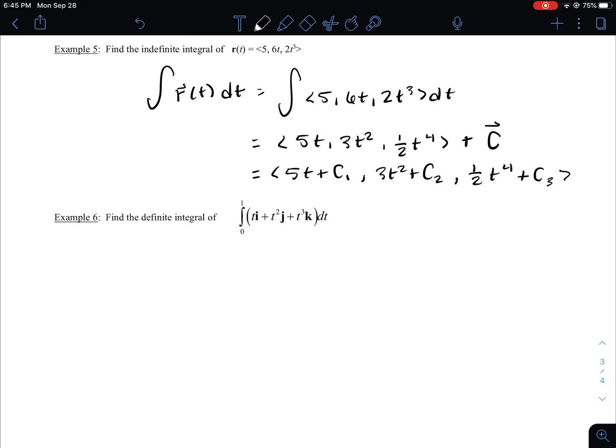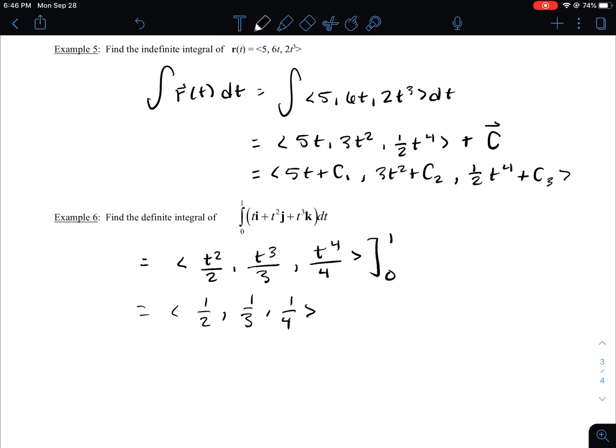Okay. All right, and then of course a definite integral for the road. Integrating this function, I am getting t squared over 2, t to the third over 3, t to the fourth over 4, and I am evaluating this from 0 to 1, which means I'm actually subtracting two vectors. So I'm subtracting from the vector 1/2, 1/3, 1/4. Well, I'm just subtracting the 0 vector. So my answer is 1/2, 1/3, 1/4.